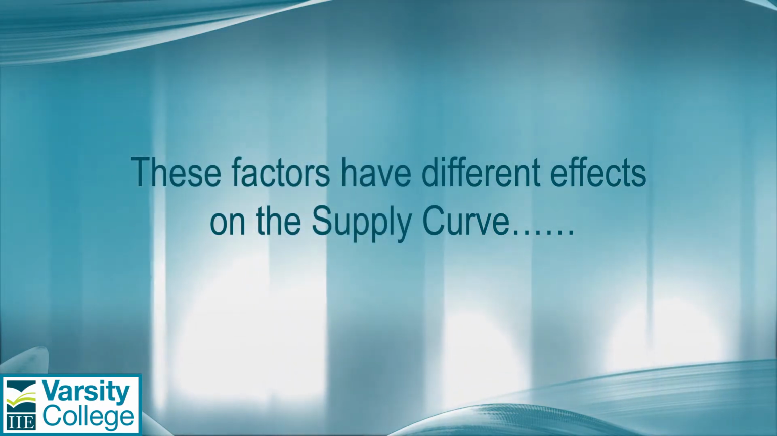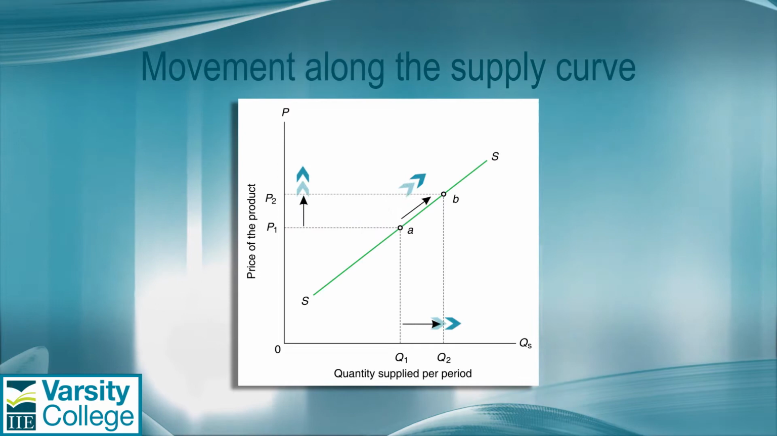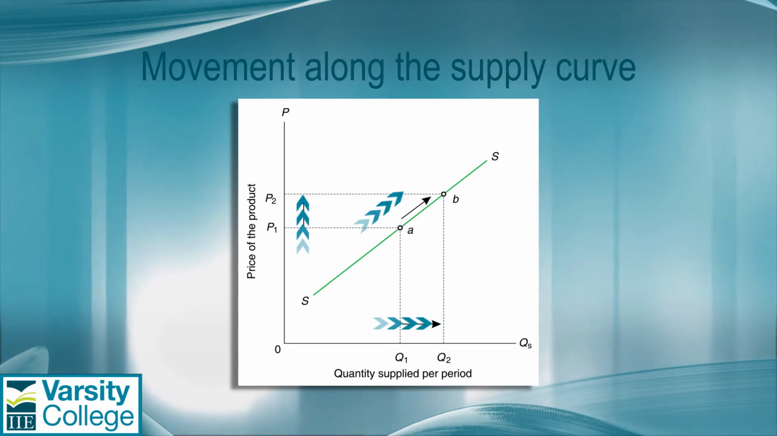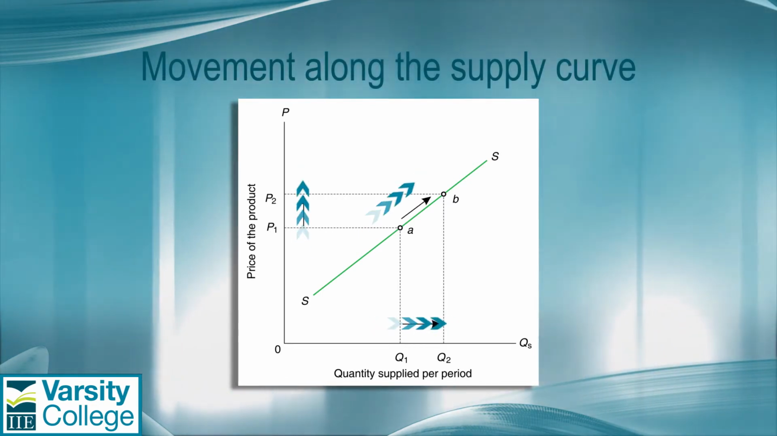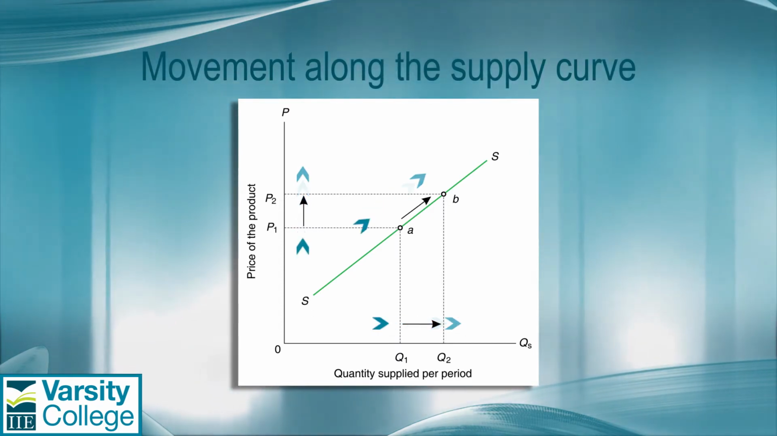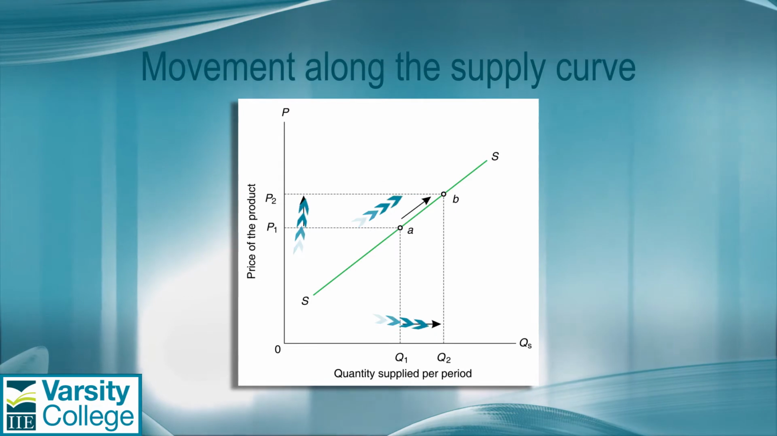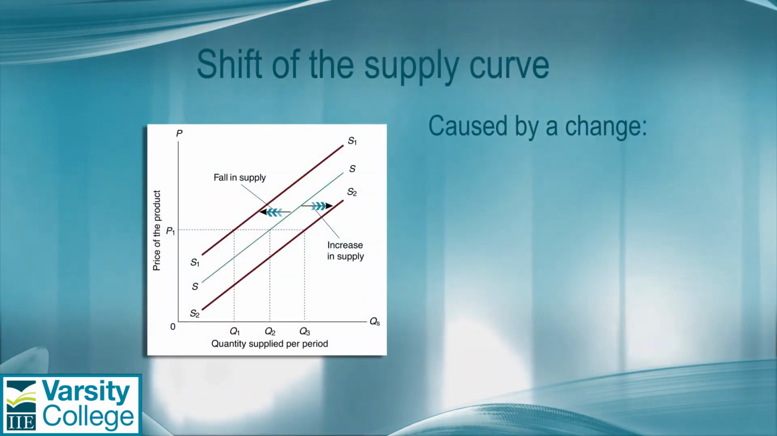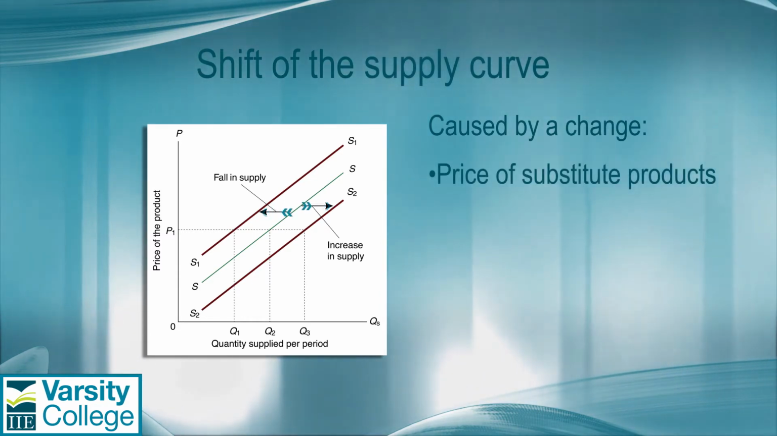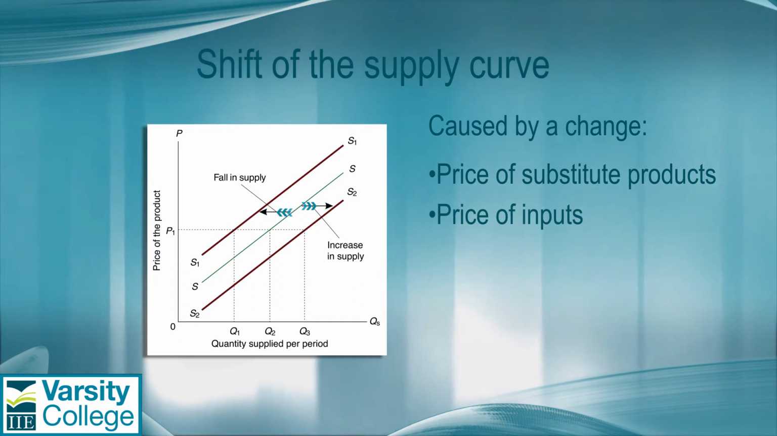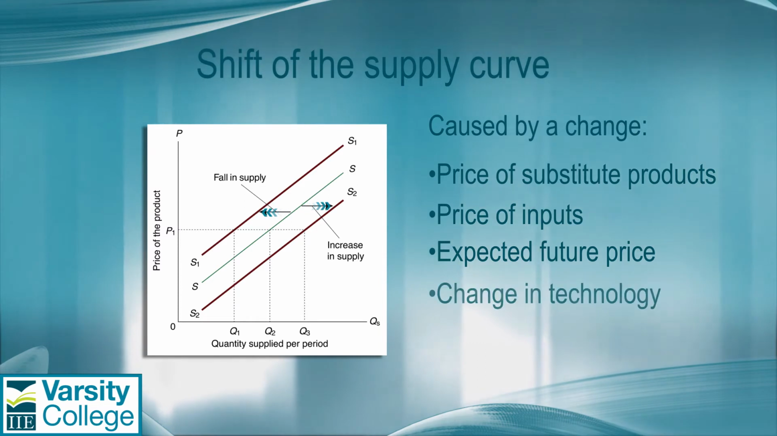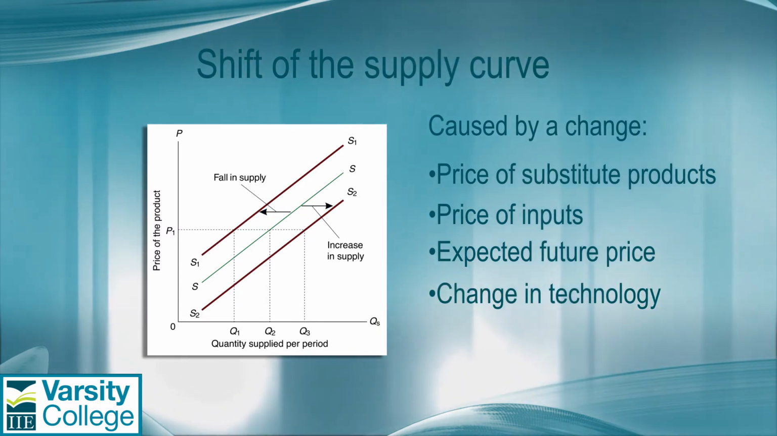We'll explore these now. A movement along the supply curve is caused by a change in the price of a product. This means that at each price there will be a change in quantity supplied. Note that the curve is upward sloping, which means that there is a positive relationship between price and quantity. A shift of the supply curve will occur when the following factors change: the price of a substitute in production, the price of an input into the production process, and expected future prices and changes in technological processes.